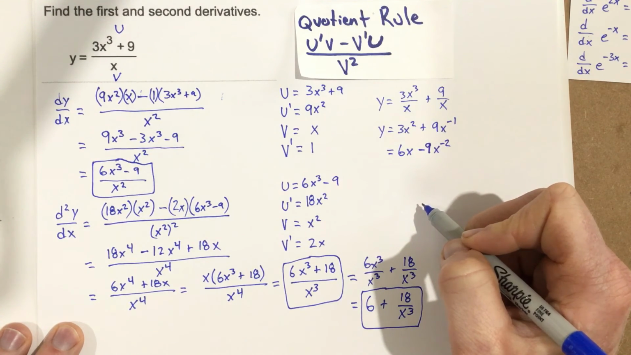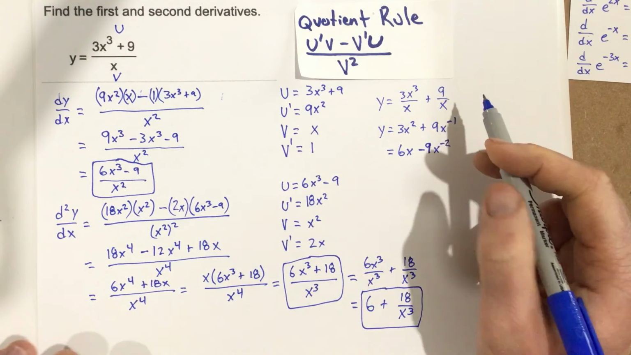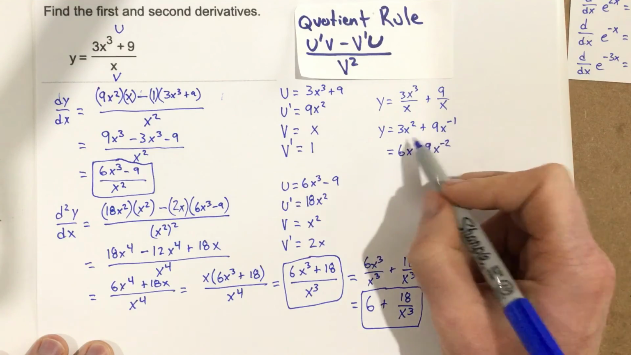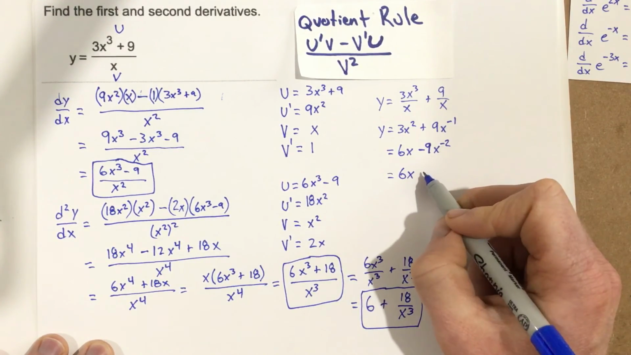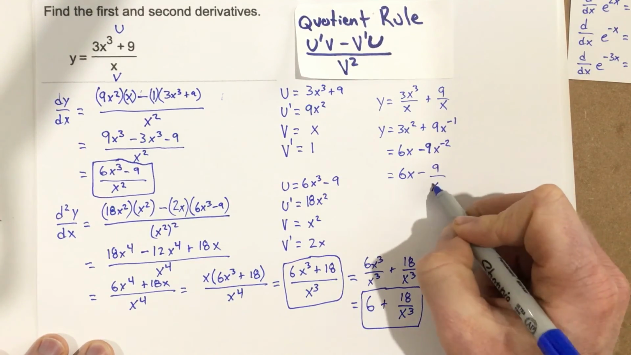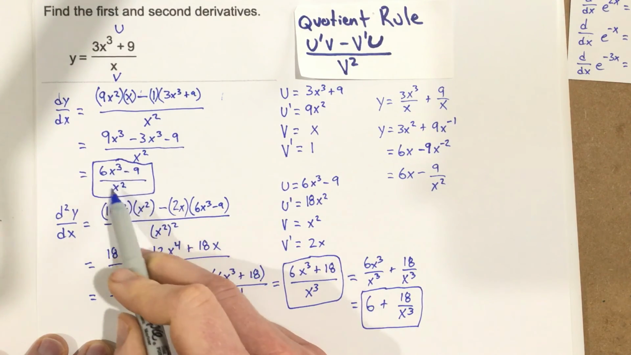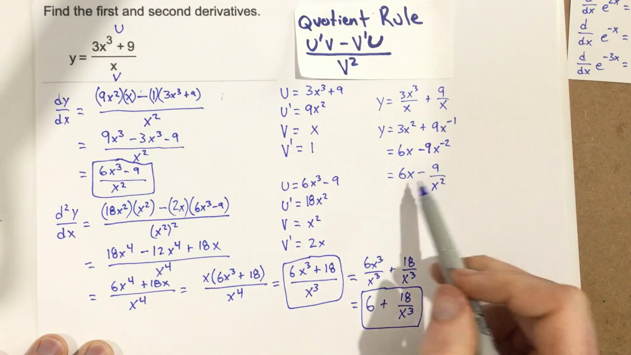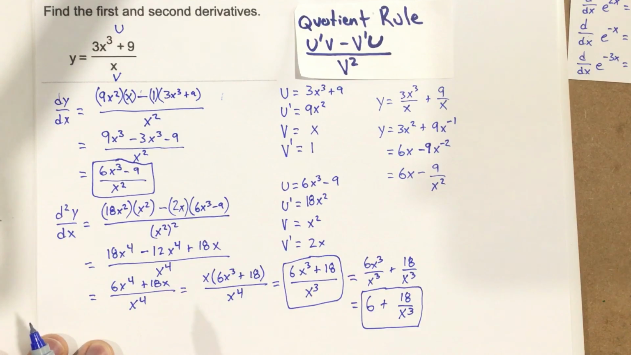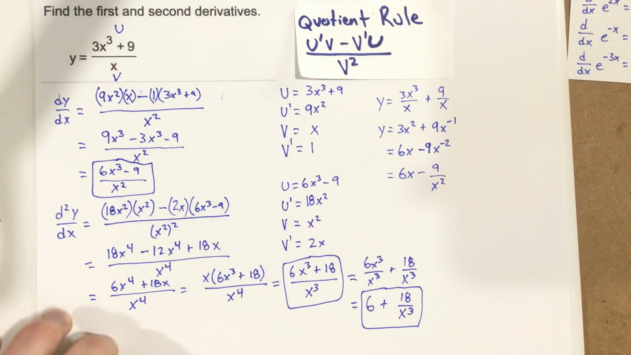I hope you see where this is going. So then you end up with 6x minus 9 over x squared, which is the exact same thing that we have right here. Find a common denominator, combine those, we have the same thing. So we could have used this version to find the derivative instead of using the quotient rule, and I just wanted to point that out.